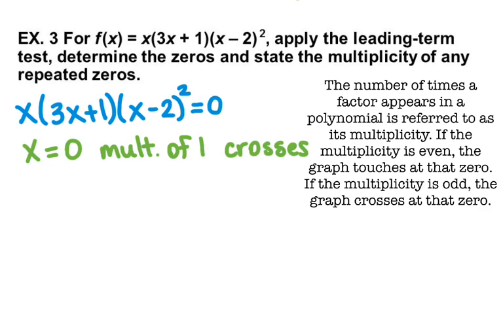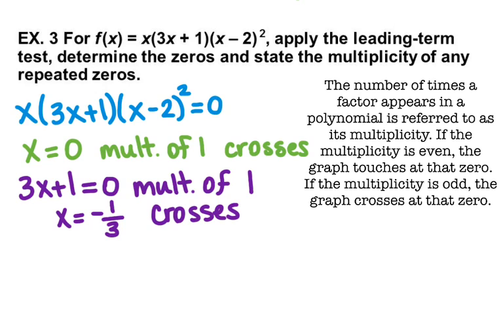The next factor is 3x plus 1. If I solve that, x is going to equal -1/3. That factor is only listed one time. So it has a multiplicity of 1, and it crosses at that point as well.